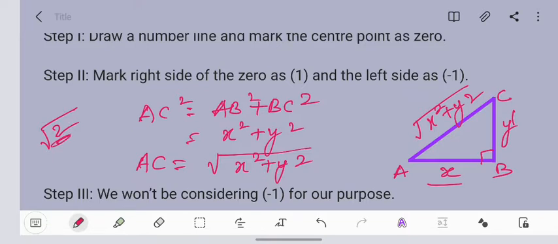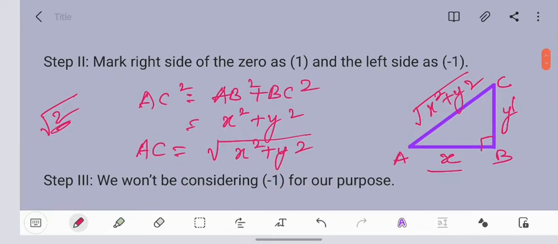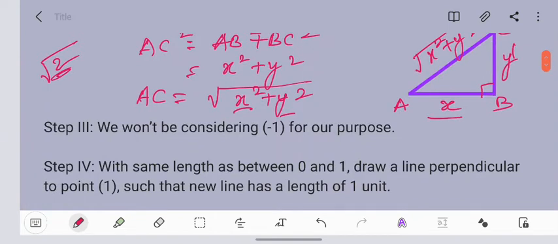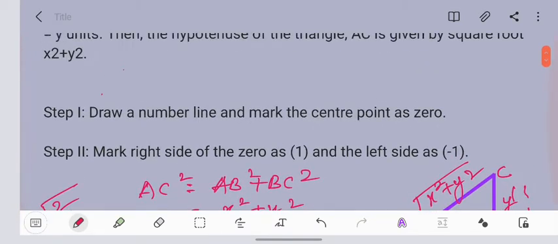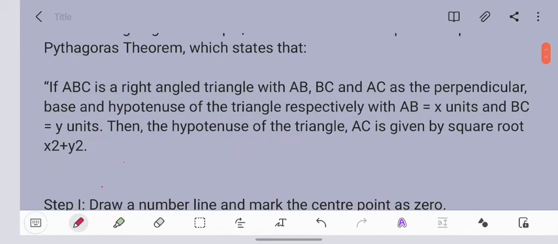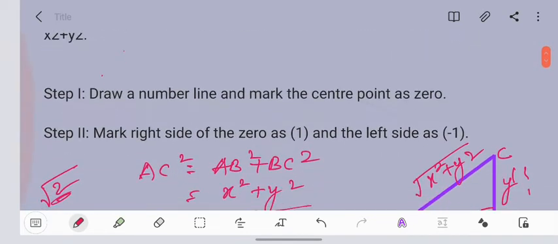So to get 2, what could be the possible values of x and y? I mean the base and the perpendicular, what could be the possible values? So here if you take base as 1 unit and perpendicular as 1 unit, then you will definitely get a square root of 2, isn't it? You'll get a square root of 2 easily. So let's check these steps of construction here and see how much you understand from here. I hope you understand all.